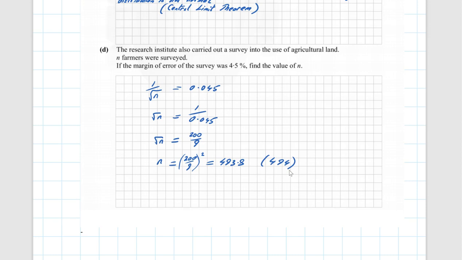So you would need to sample 494 people, farmers in this case, if you want a margin of error of 4.5% on either side. So you need a sample size of 494, and that's the only one where it was asked backwards. Okay, so that's it. That's the end of the lesson on sample proportion.